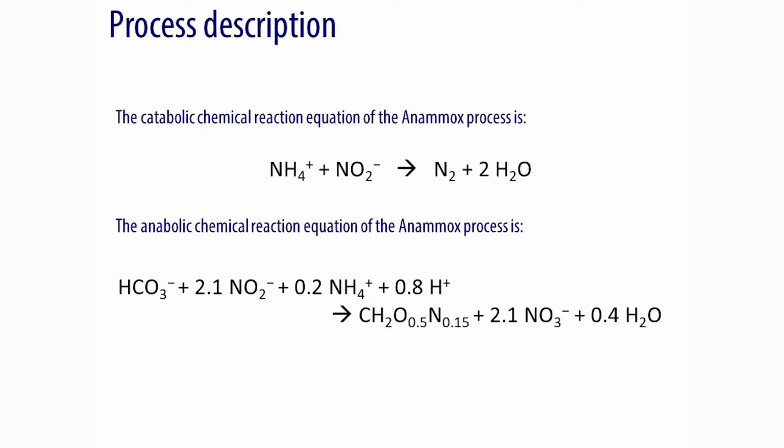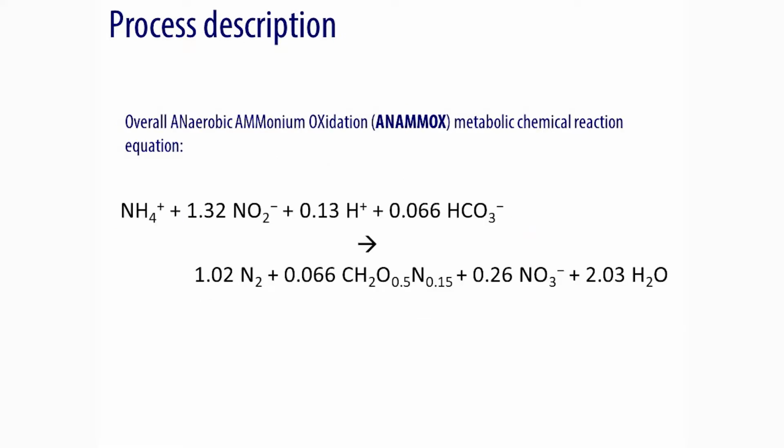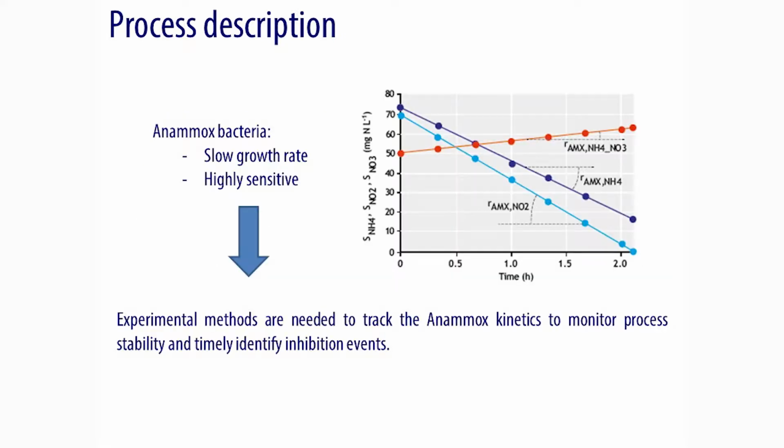The reducing equivalents for the assimilation of inorganic carbon for biomass synthesis are produced from the oxidation of nitrite to nitrate, as described by the anabolic chemical reaction equation. The overall equation of the Anammox process can be obtained by summing up the catabolic and anabolic reactions.